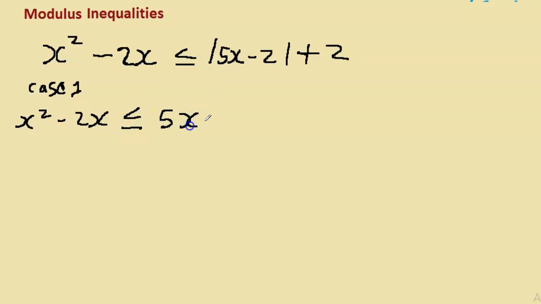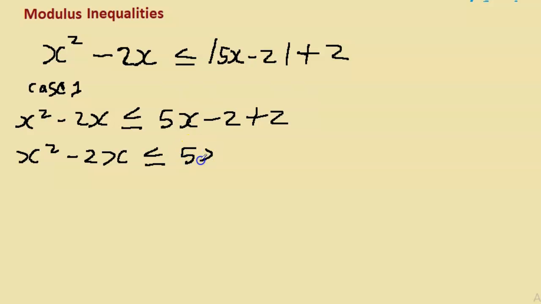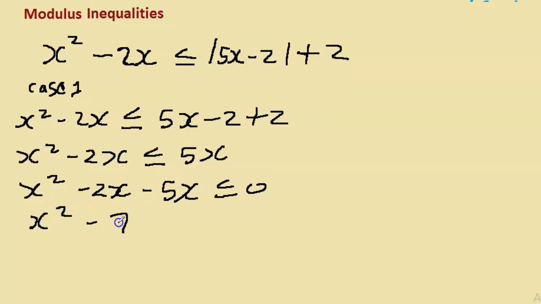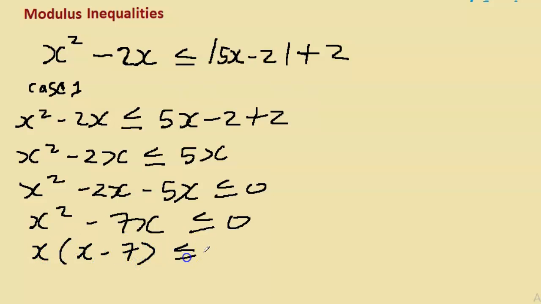we'll take positive 5x minus 2, and we have our plus 2 out there. So we end up with x squared minus 2x is less than or equal to negative 2 plus 2, that's 0, so just 5x. And then we group. So we have minus 2x, 5x group become negative 5x, less than or equal to 0. And then minus 2 minus 5, that's minus 7, right? So equal to 0. So if I factorize, I get x into x minus 7 less than or equal to 0. And since it's less than, x would lie between the two critical values.